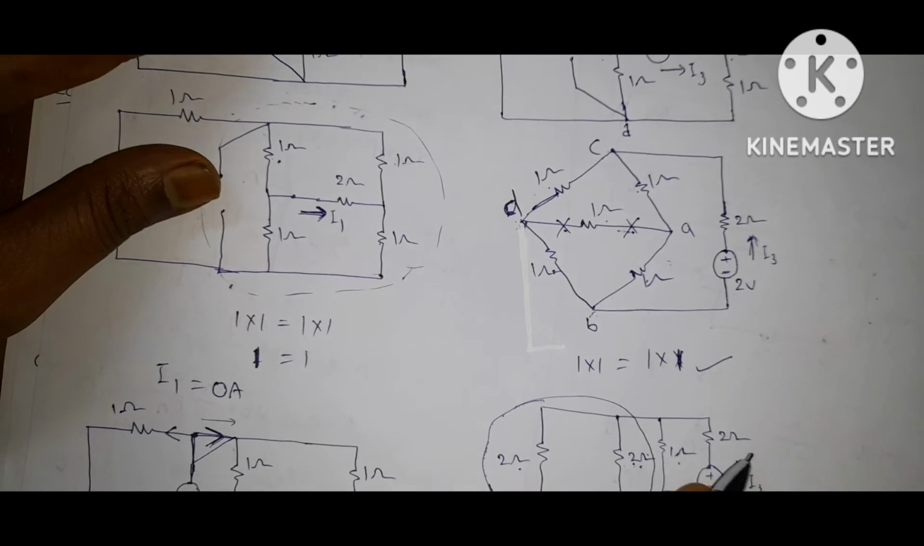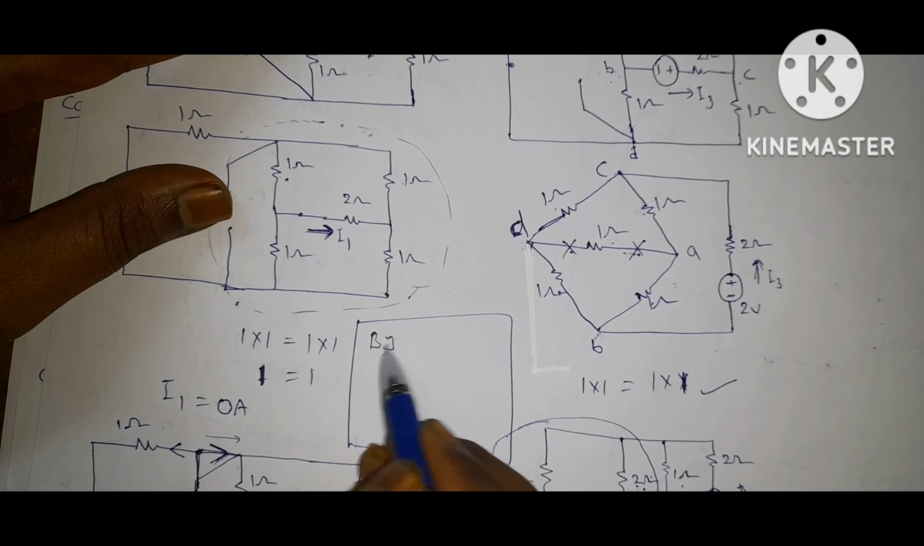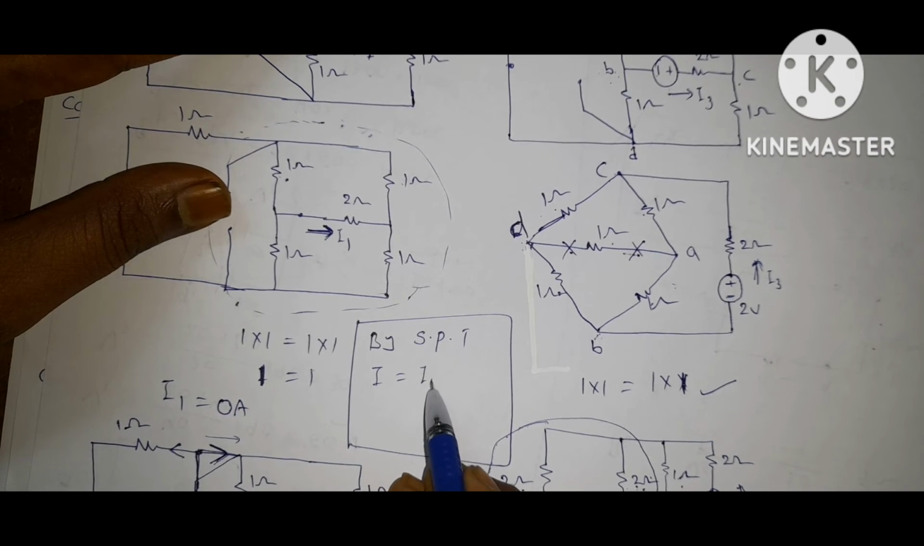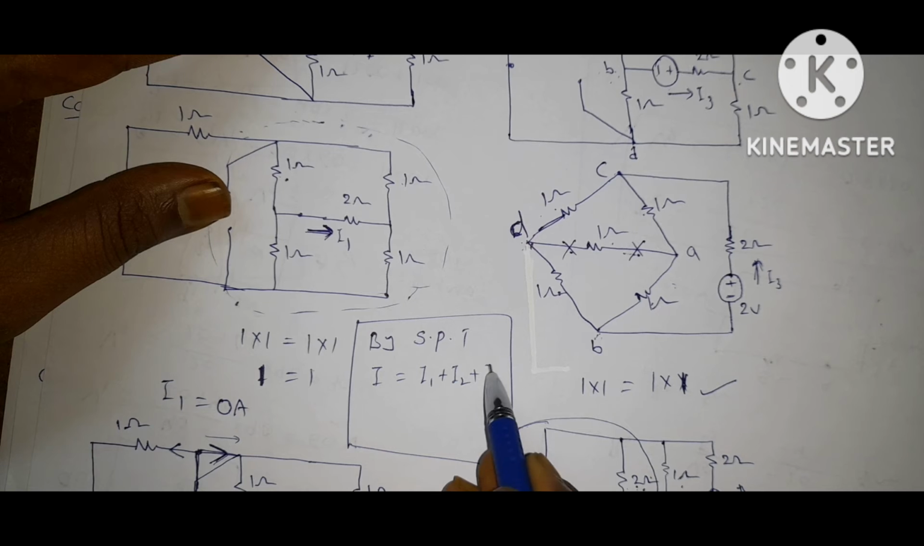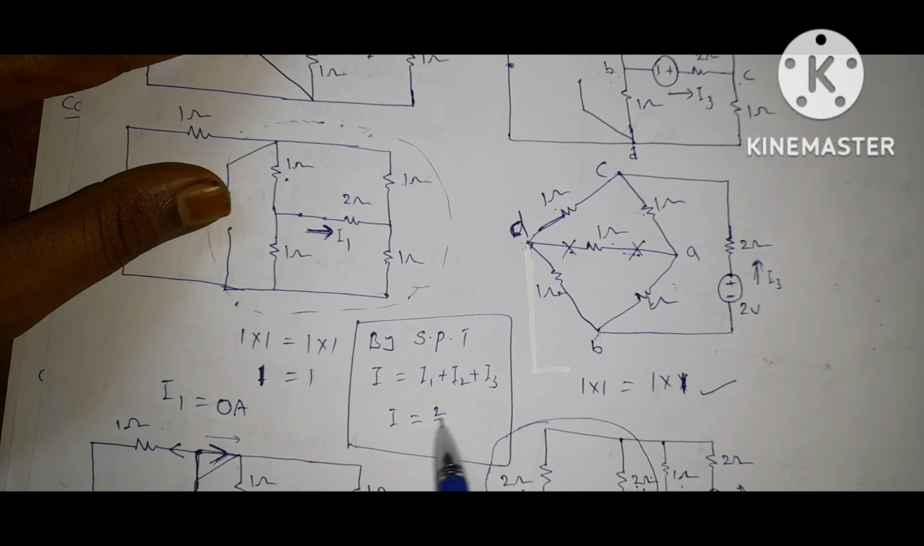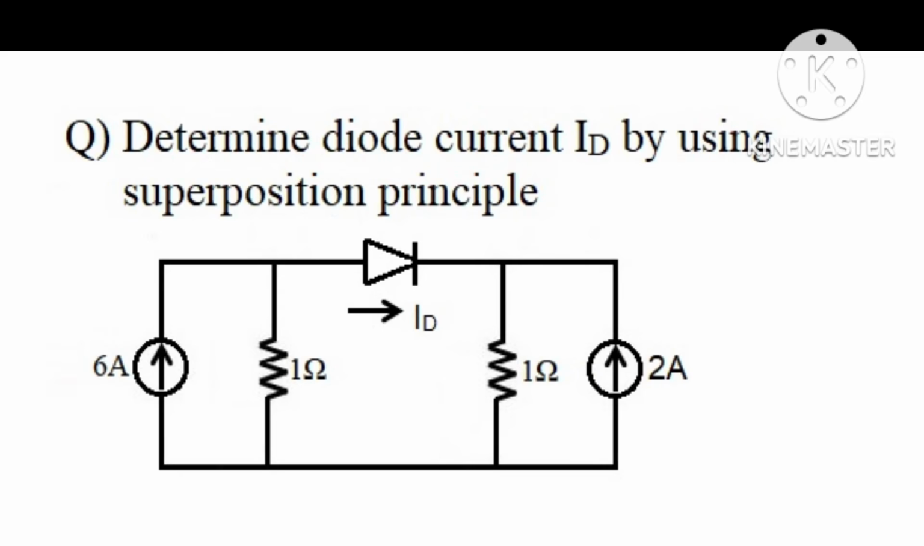Now by superposition theorem, what is I now? I1 plus I2 plus I3. I1, I2 are 0. So what is I? 2 by 3 amperes. Next question is, determine the diode current ID by using superposition principle.